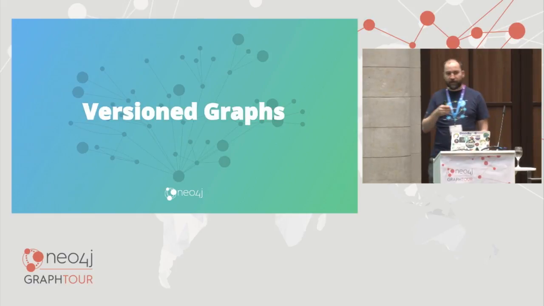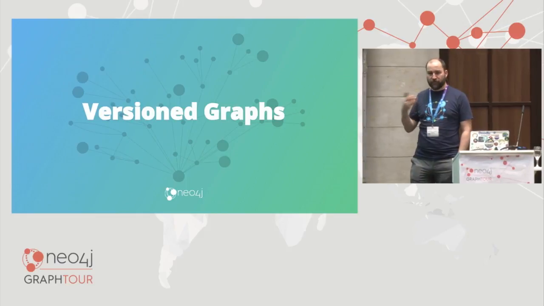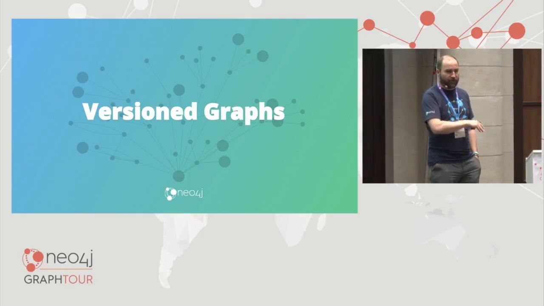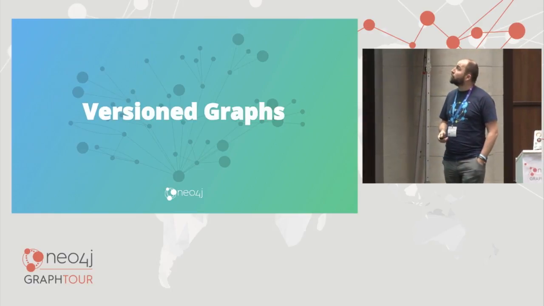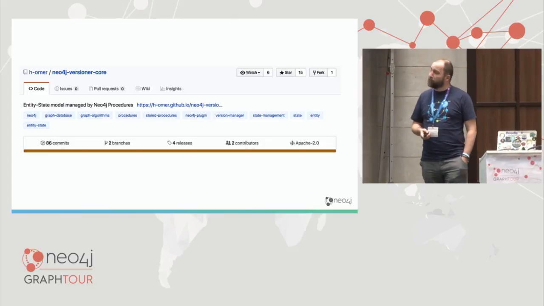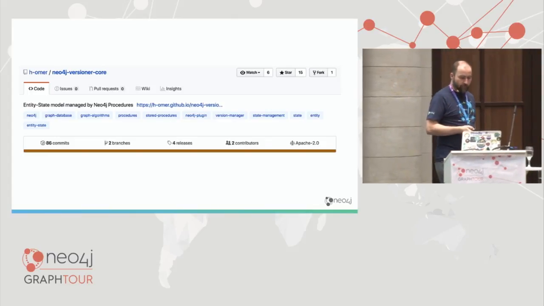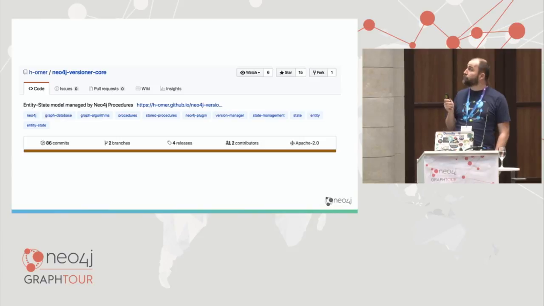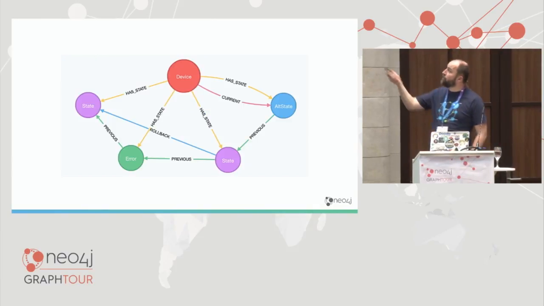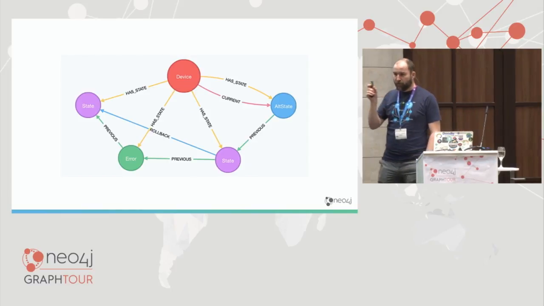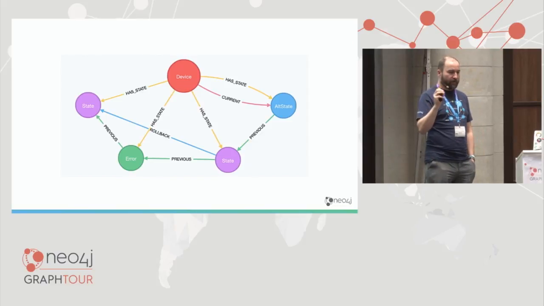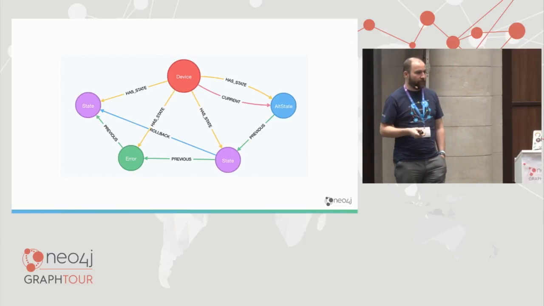Graph versioning is something that we also get asked quite often. How do I version a graph? What if my data has to be updated, but I have to keep track of the old information? And this is also a project from one of our community members called Neo4j Versioner, which allows us to specify entities. In this case, it's a device, and I can specify which parts of the entity's attributes are fixed or static, and which parts are dynamic and can be updated.